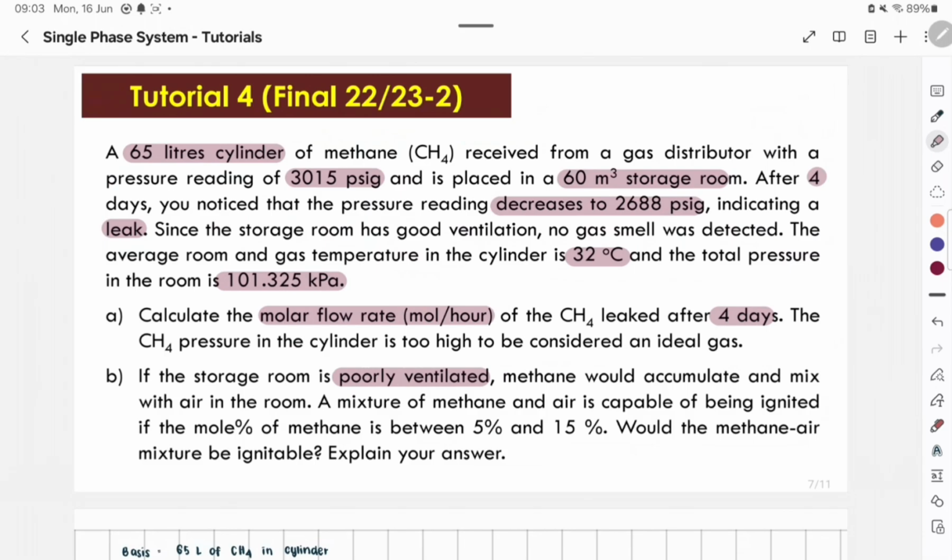So for question B, if the storage room is poorly ventilated, methane would accumulate and mix with air in the room. A mixture of methane and air is capable of being ignited if the mole percent of methane is between 5% and 15%. Would the methane air mixture be ignitable?